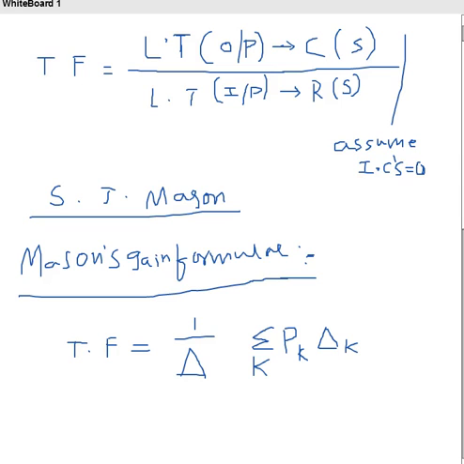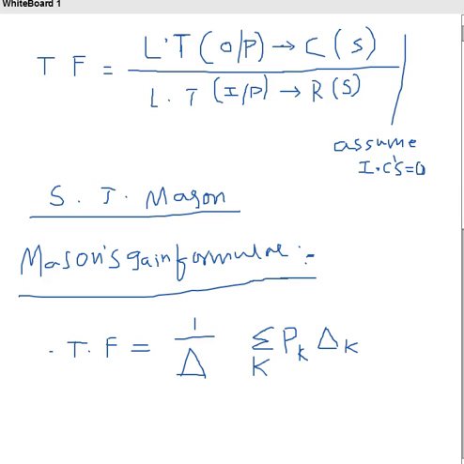So this delta, I will tell you. So 1 by delta, sigma k is a constant, P k and delta k. This Mason's gain formula is the relationship between the input variable and the output variable of a signal flow graph.